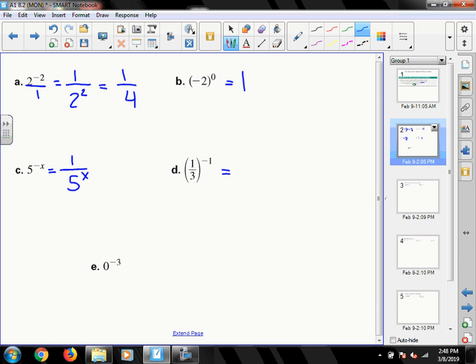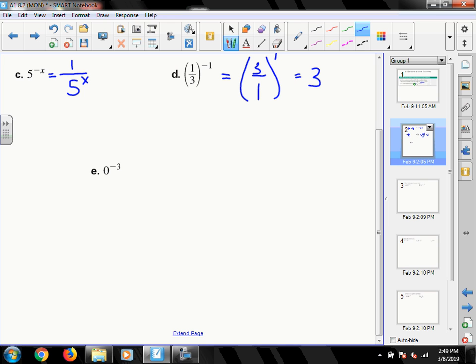D, this one is going to be where that reciprocal definition may be a little more useful to you. So if I have 1/3 to the negative 1, I can treat that as 3 over 1 to the first, which is just a regular 3. So if you have a fraction to a negative exponent, I like to just flip that fraction, take that reciprocal, and then deal with those exponents.